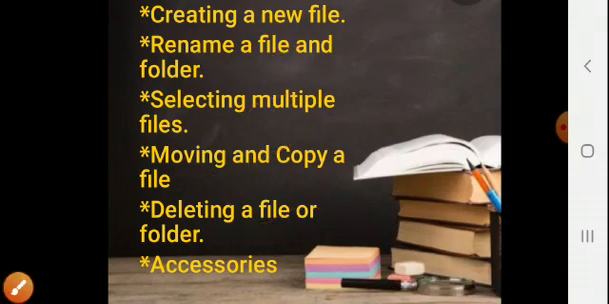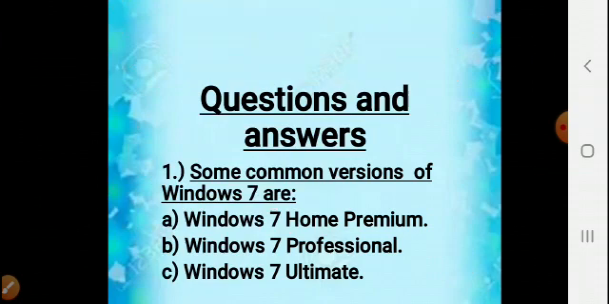Now let's have a look at our question answers also. So first question is, name some common versions of Windows 7. In our very first topic of this chapter, we have discussed the common versions of Windows 7, which are Windows 7 Home Premium, Professional and Ultimate.